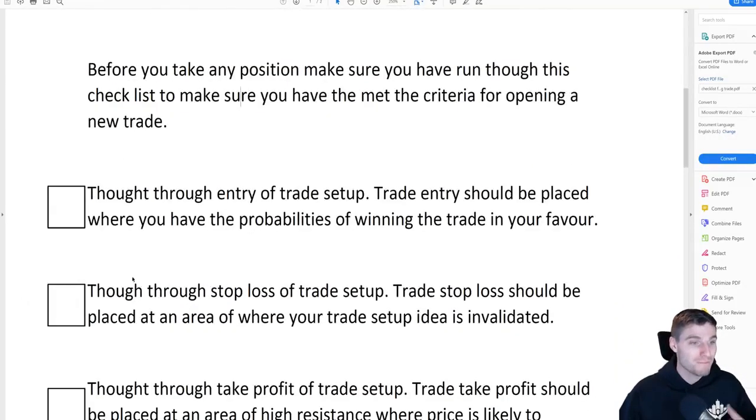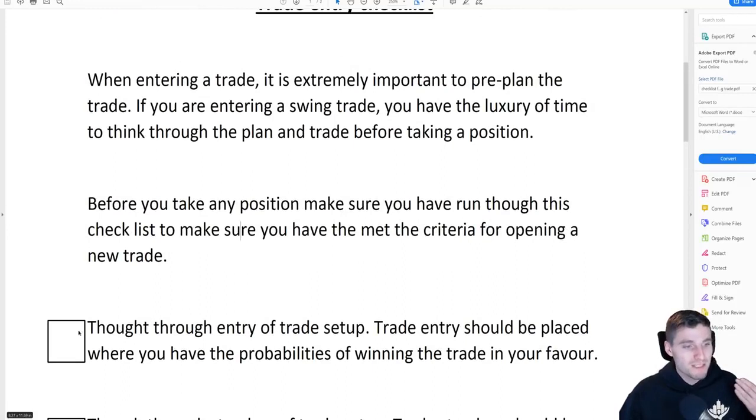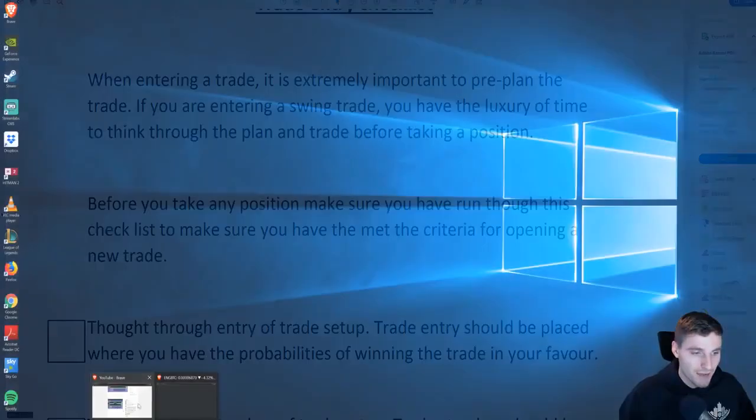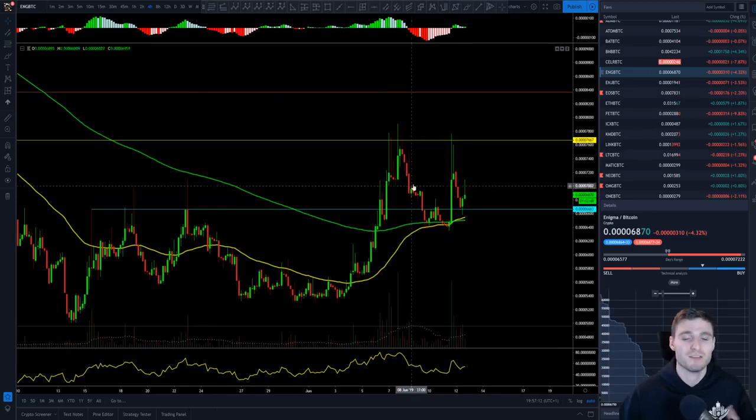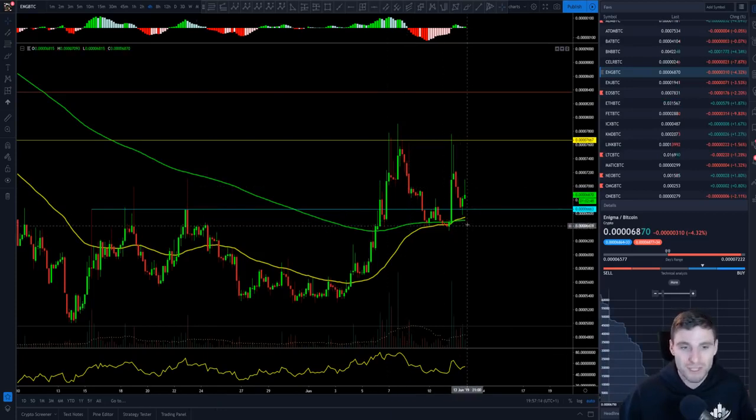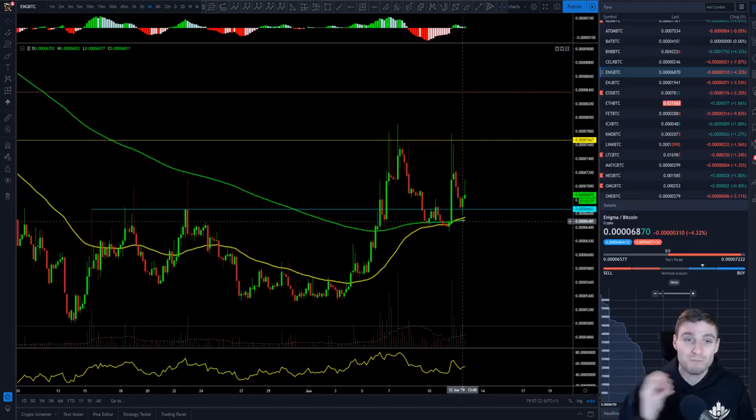So these are the points. Point number 1, that you've thought through the entry of the trade setup. Trade entry should be placed where you have the probabilities of winning the trade in your favor. So you're not just picking a random point on the chart, but you've actually gone through something like how I'm teaching you with these setups of the week, and you've worked out a good entry, be that on fibs, on Elliott waves, or whatever indicators you're using, something that's identified an edge for you, that is giving you the probabilities in your favor that the trade is going to win.